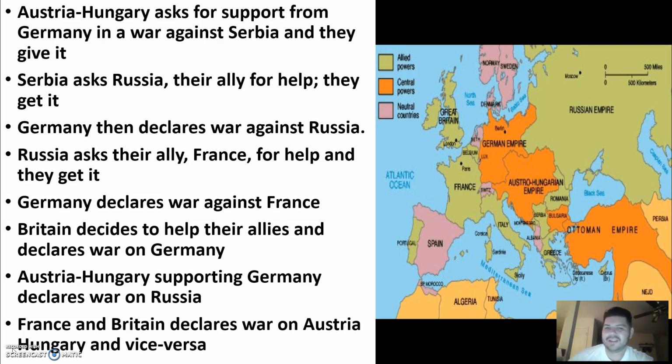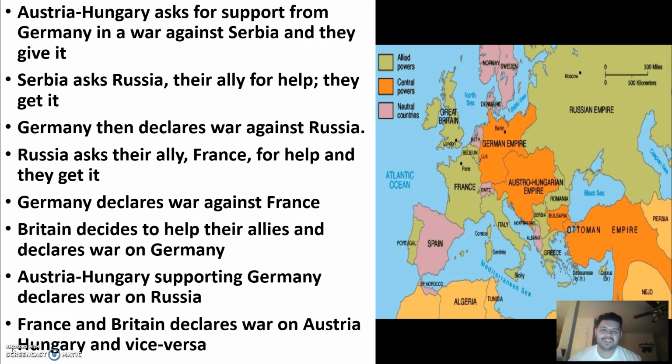Germany's all like, well, heck, you want to fight us on this side? Fine, we'll fight you. So Germany declares war on France. Now Britain's like, whoa, whoa, whoa, hey, don't be picking on my friends here. And then they decide to join up and they declare war against Germany. Now Austria-Hungary's like, hey, where are all these countries trying to get on my guys? So Austria-Hungary declares war on Russia, and then France and Britain say, you know what, Austria, you done messed up here. Now we're going to declare war on you, and Austria-Hungary declares war on them.